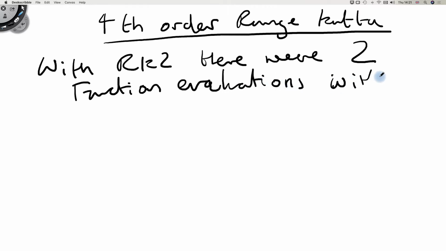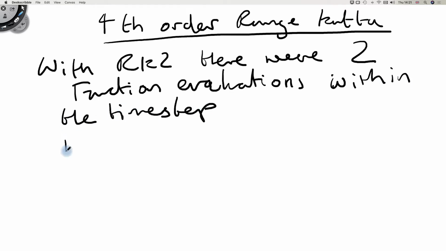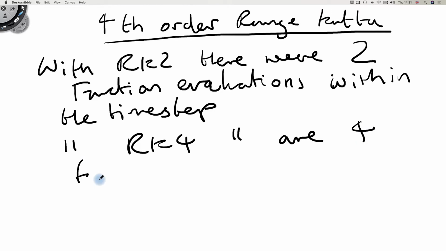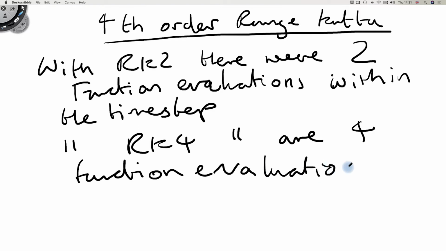Within the time step. So by analogy, with RK4, there are four function evaluations. So there's a trade-off here, really. We're going for fourth order accuracy. RK4 means fourth order accuracy, RK2 means second order. So to get that extra order accuracy, we have to increase the number of function evaluations.